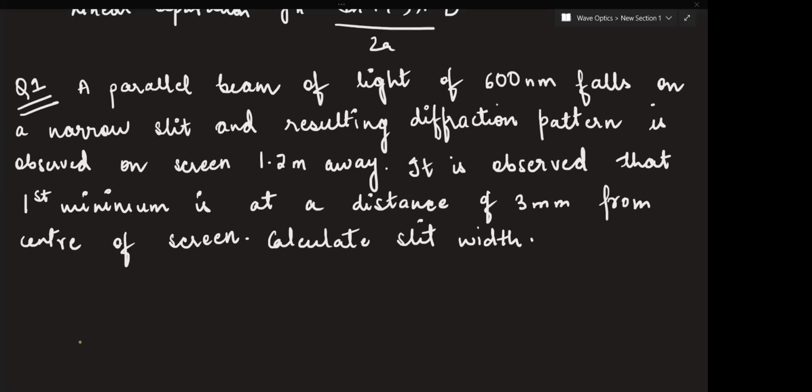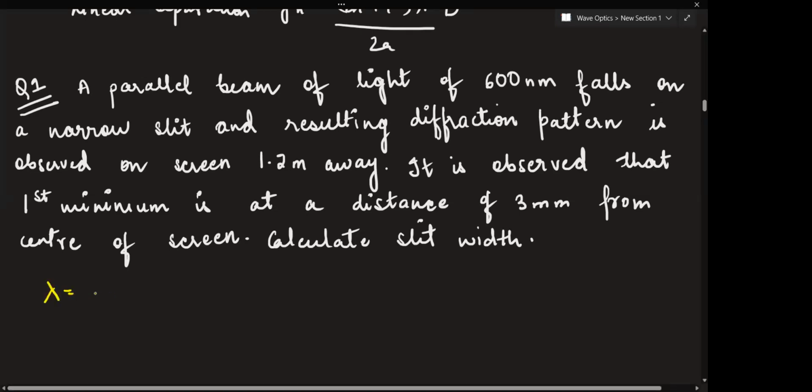Now, what is the wavelength given? 600 nanometers. In terms of meters, what would it be? 600 into 10 raised to minus 9. So it would be 600 into 10 to the power minus 9 meters. And capital D, that is the separation from the screen. So the separation between the slit and the screen is what? 1.2 meters.